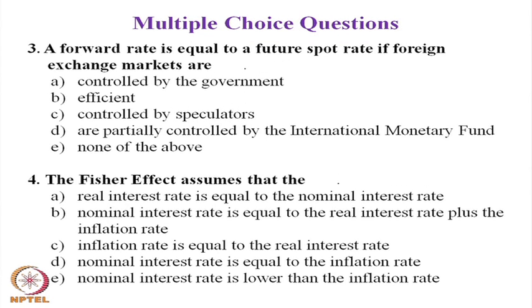Number 3, a forward rate is equal to the future spot rate if foreign exchange markets are A, controlled by the government, B, efficient, C, controlled by speculators, D, partially controlled by the International Monetary Fund, E, none of the above. You mark the answer and keep it with you.